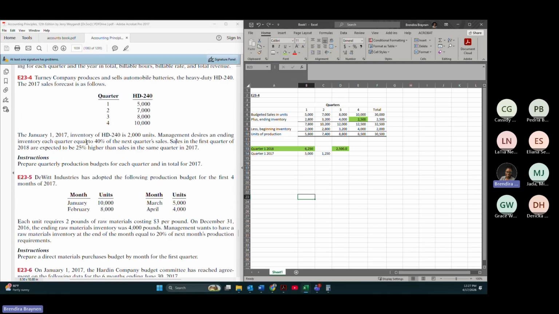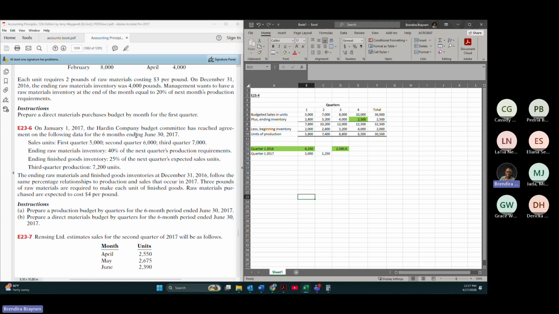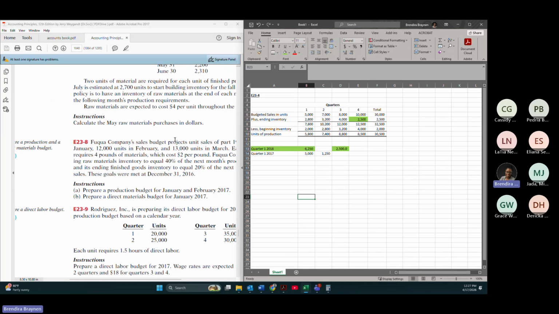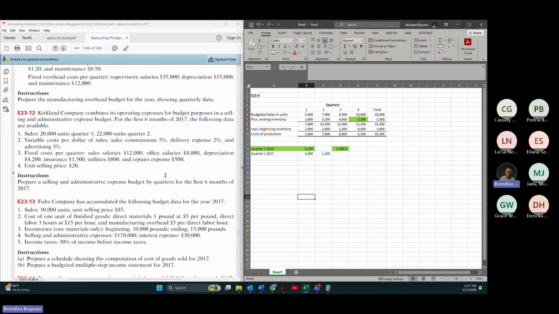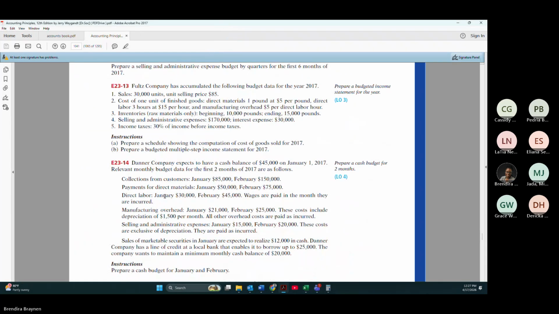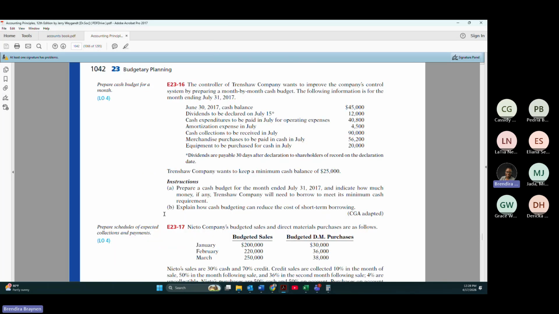So the next one, let's see if I can find a question in here from the cash budget. So that's a production budget. Should be a cash budget now. Let me see. This one's too easy. No, pick that one. Too easy.